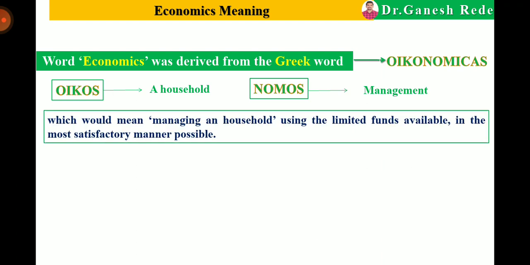Now, oikonomikos means managing a household, which means the management of a household using the limited funds available in the most satisfactory manner possible. So this is the meaning of the word economics and the Greek word oikonomikos.